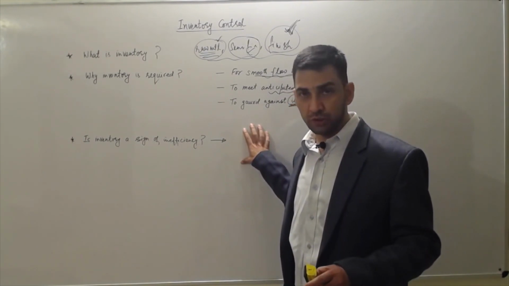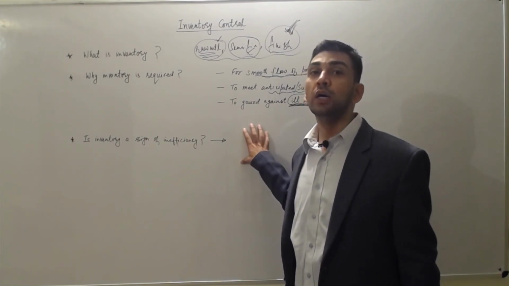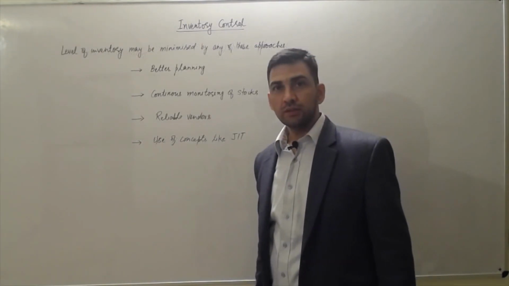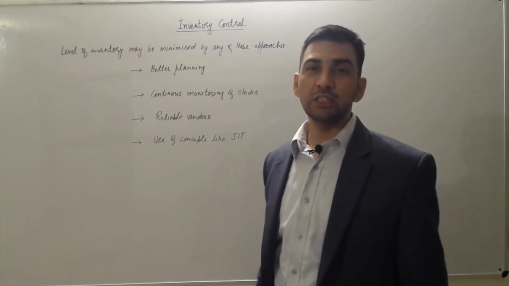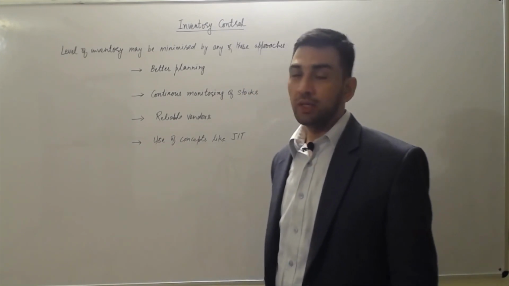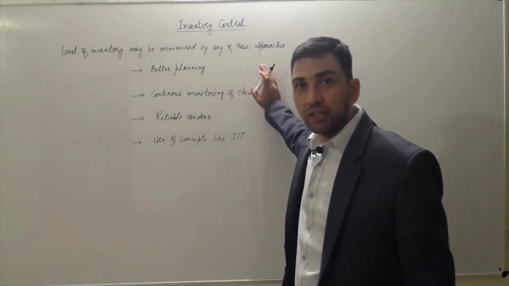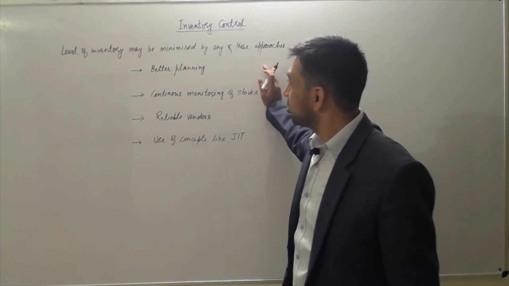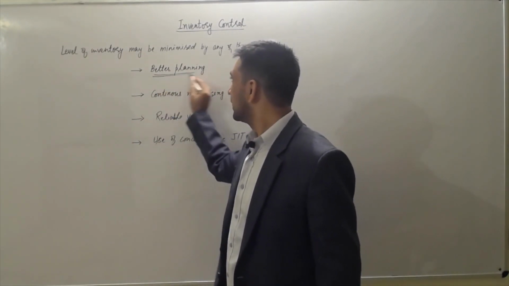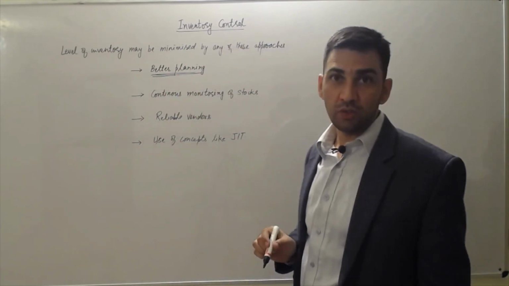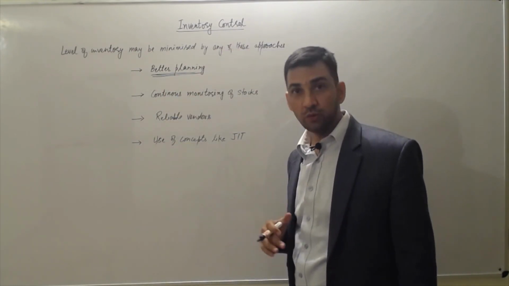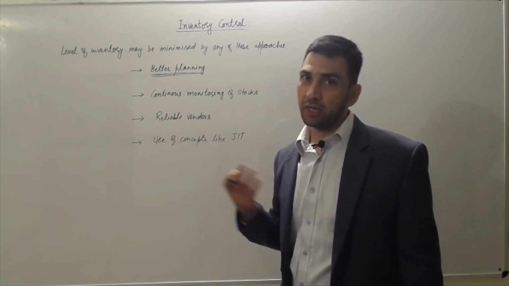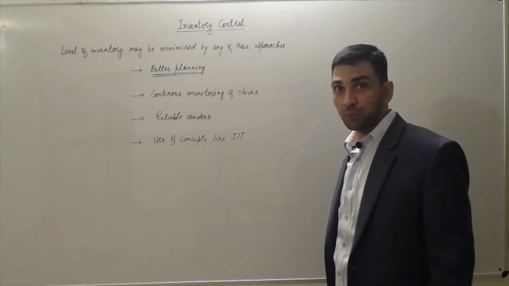And what are the different approaches, the different methods that we need to adopt to minimize the level of inventory? Since our objective will always remain to minimize the inventory, these are some of the approaches that we can adopt in our organization, right? First and foremost is better planning. As we discussed, ill planning can lead to an increase in stocks. So if you do better planning, then obviously you can minimize the level of inventory, and therefore this will be one of the best approaches.